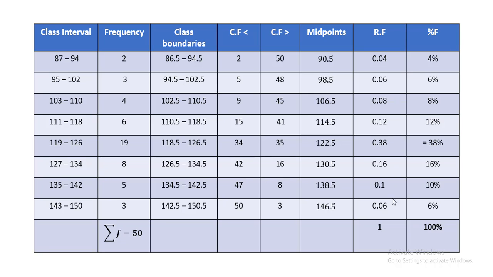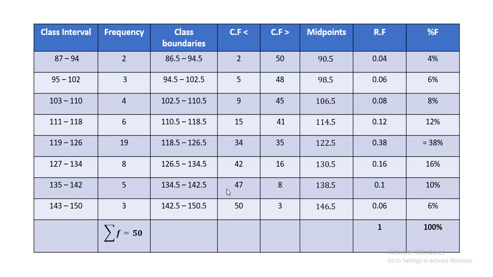We need to know that the sum of all the relative frequencies should always be equal to 1, and if we multiply it by 100, the percentage frequency is also 100%. I hope that you have understood how we calculate these quantities. For continuous data, the only difference will be how you calculate the boundary values. The process for calculating CF less than, more than, midpoints, RF and percentage frequencies is all the same.